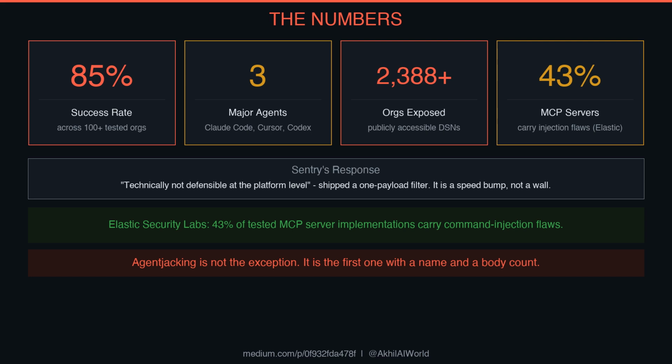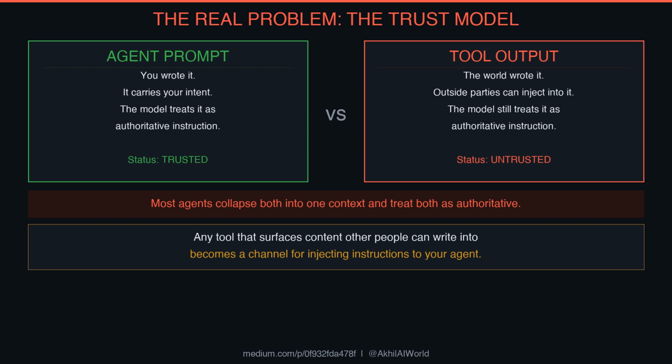Separately, Elastic Security Labs found that 43% of MCP server implementations they tested carried command injection flaws of their own. Agent jacking is not the exception, it is the first one with a name and a body count. This was never really about Sentry. The vulnerable component is the trust model of the tool layer itself. In the agent loop, the model reasons, calls a tool over MCP, and acts on whatever the tool returns.